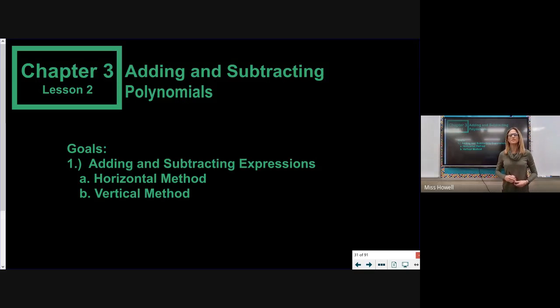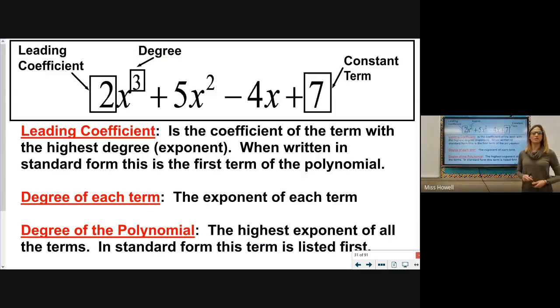Our goal for today is to continue working with our polynomial expressions, and more importantly, how we go about adding and subtracting when we have two or maybe more polynomial expressions. How do we add them up to get a final sum, or how do we subtract them to get a final what's called difference?